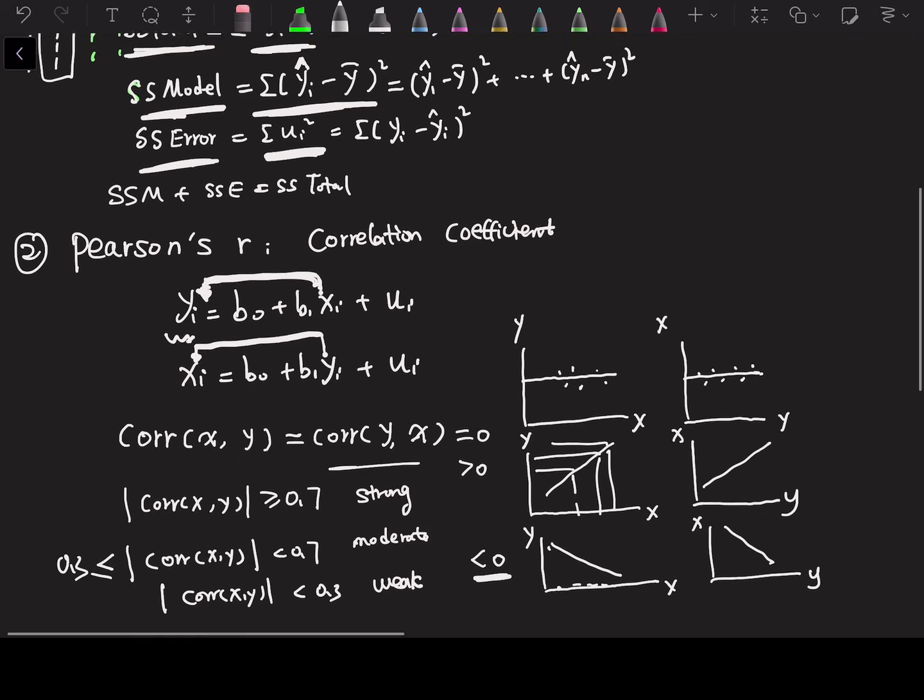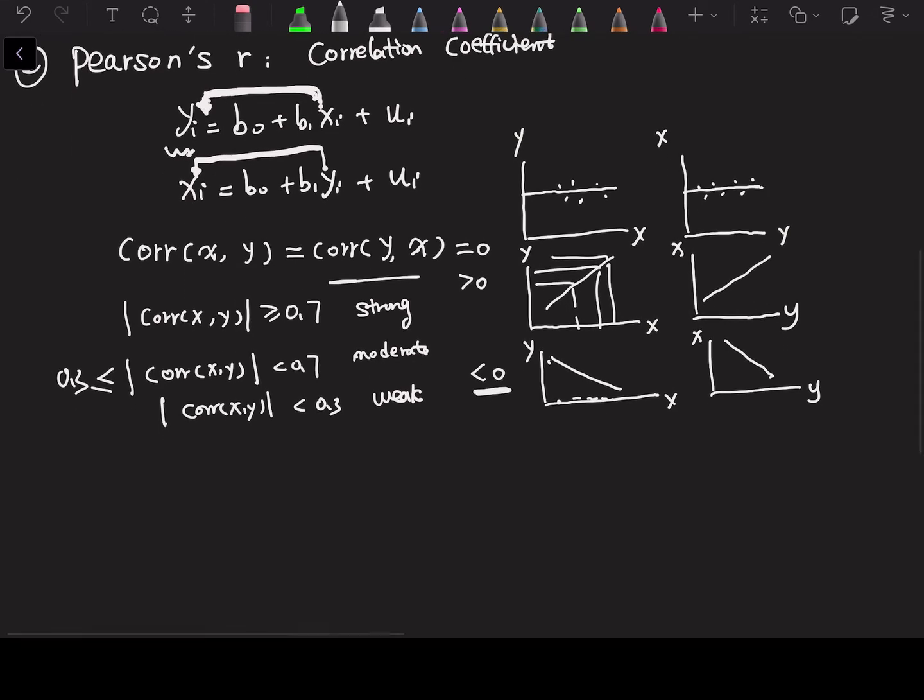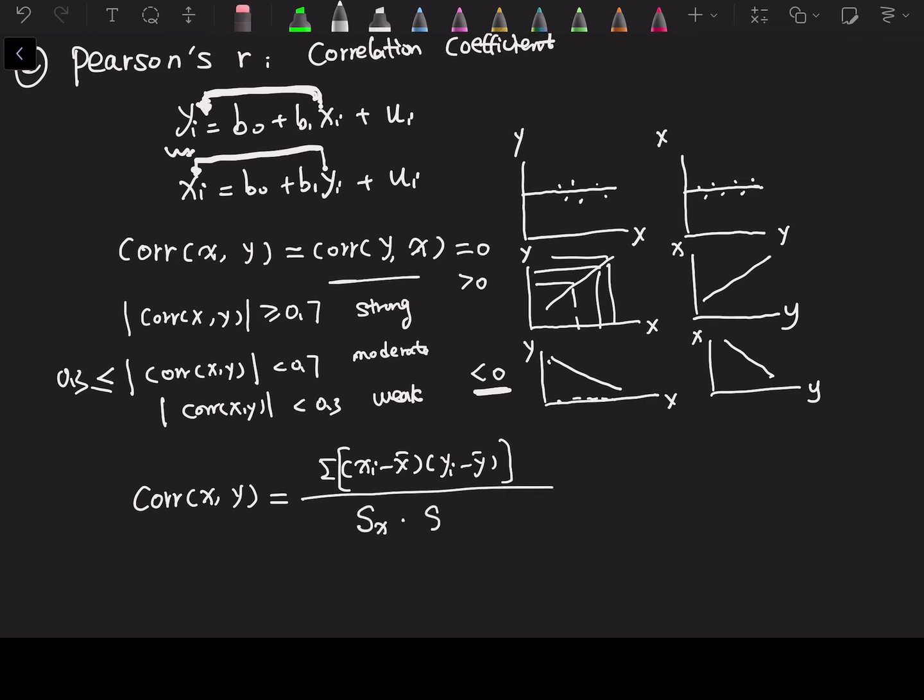Now let me give you the mathematical expression, or formula, for Pearson's r correlation coefficient. That's the sum of x minus x bar times y minus y bar, divided by the standard deviation of x times the standard deviation of y. Assume we have large samples, so I just ignore degrees of freedom here. You see x and y in this formula seem symmetrical, so you can't tell any direction of causation, or any importance of one variable over the other.